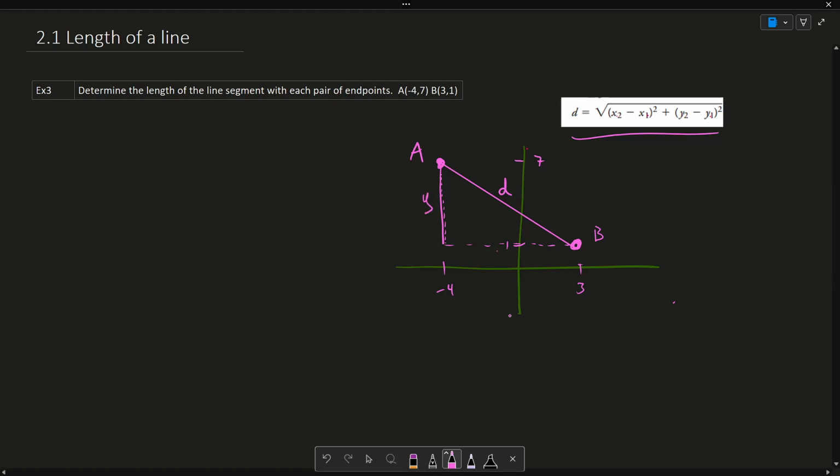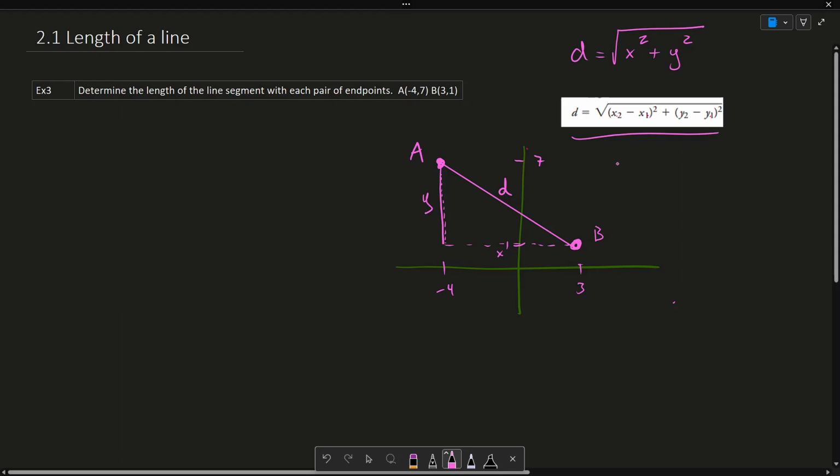If I label this y and this x, then what we're effectively looking at is this y distance and this x distance, and we could put those into the Pythagorean theorem, in which case my formula would be d is equal to x squared plus y squared square rooted, coming straight from the Pythagorean theorem. So effectively what we have to do is figure out this x distance and this y distance as well. Well, that's what this formula does right here.